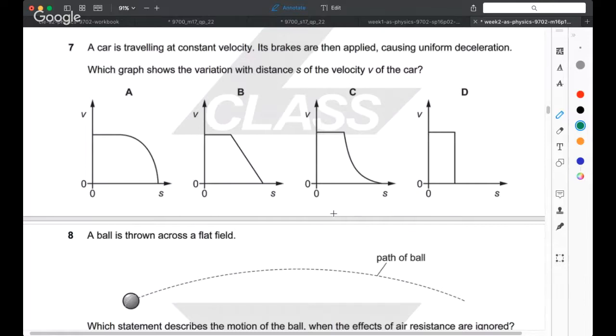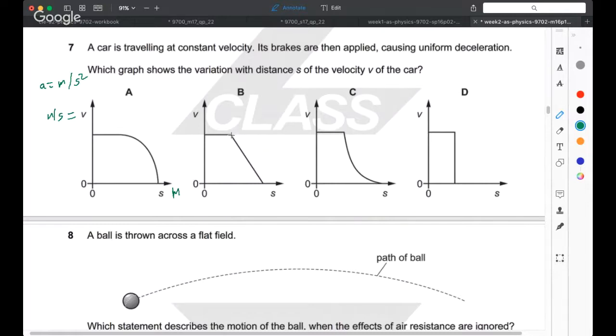Why not B? It doesn't show deceleration. It does show constant, but it looks more like a constant. That's true. I can't think of the word for it. So what are the units of this one? V, that's velocity. Meters per second here, and this meters. What does acceleration have? It has meters per second squared.